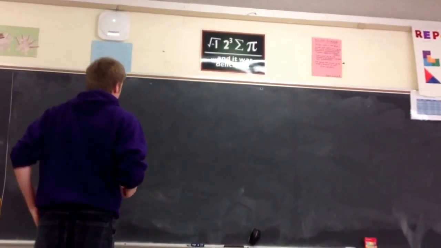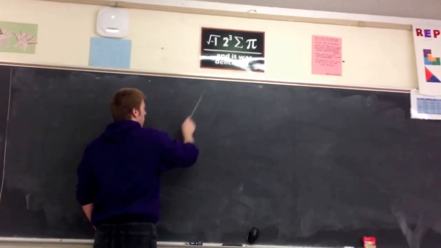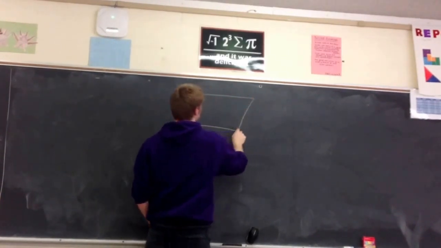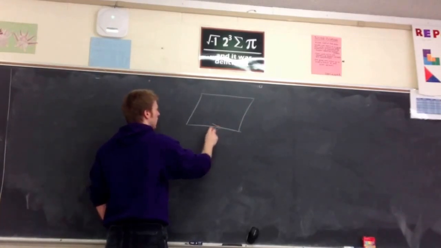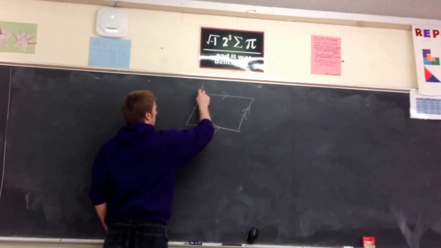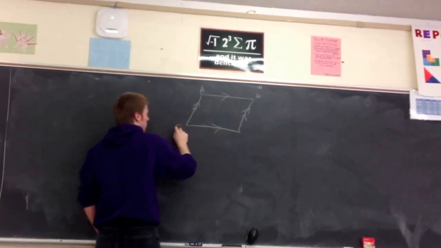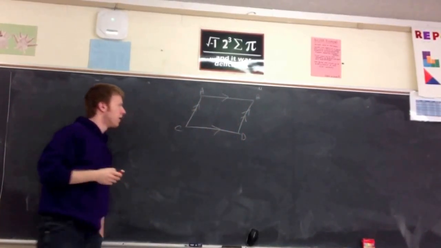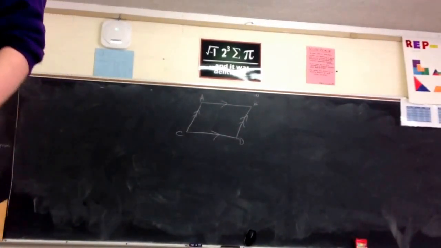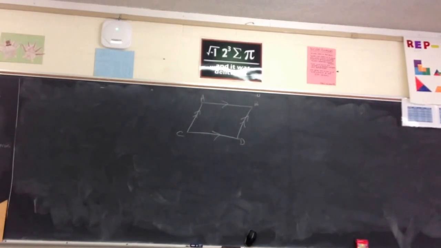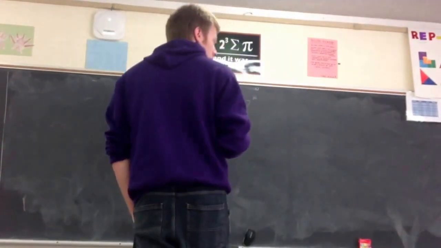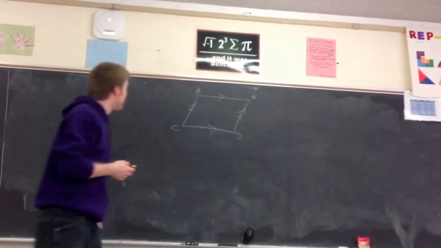All right. So first one says if we have a parallelogram, call it A, B, C, D. We have a parallelogram, then what? If the figure is a parallelogram, then what? The theorem states opposite sides are congruent.